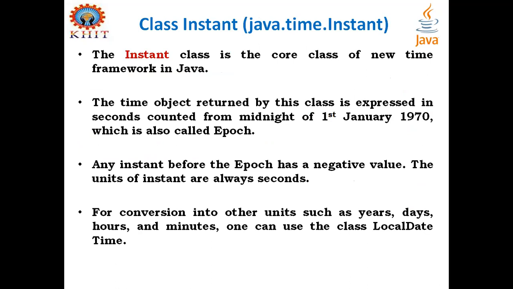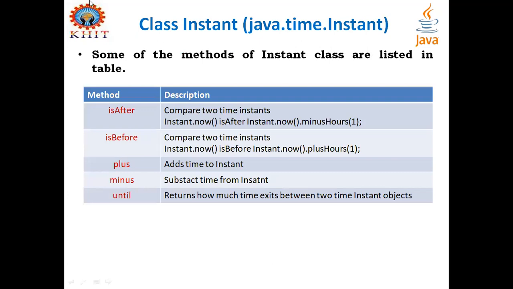For any conversion of the outcome of this Instant class, maybe you want to represent your time in dates, hours, minutes, and years also. So you can use some LocalDate classes in the time package. Here are some of the methods of this Instant class: plus and minus. By taking an instant time, you can add some time to the Instant and you can subtract, and you can return how much time exists between two Instant objects. You can also process isBefore, isAfter. All these methods are useful for working with Instant time, the real time.